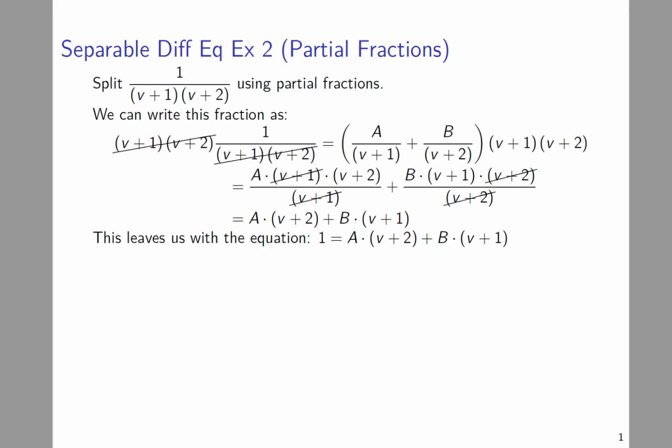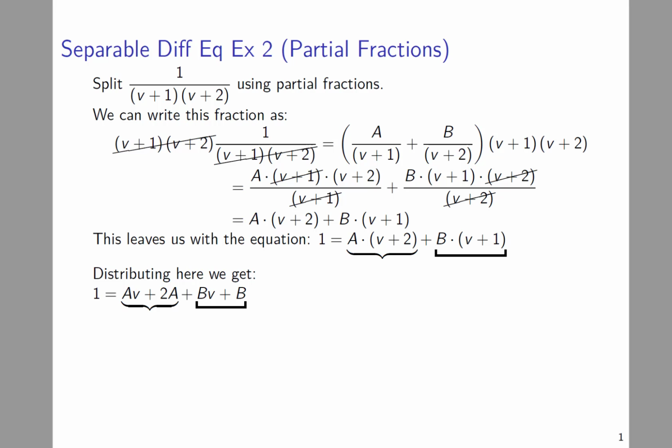From here, there are a few ways that we can find A and B. We'll proceed by distributing A and B across (v+1) and (v+2) to get 1 equals Av plus 2A plus Bv plus B. And now we will separate like terms. Av plus Bv can be written as (A+B) times v plus our constant 2A plus B.